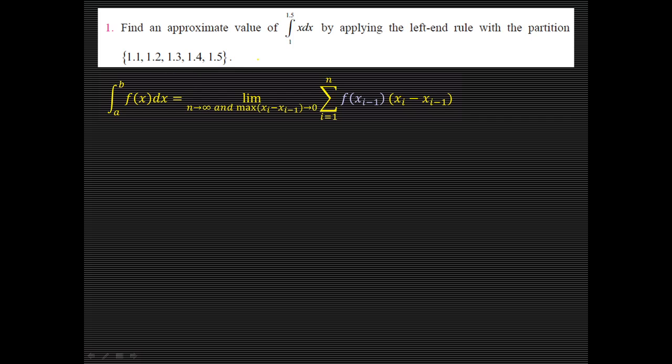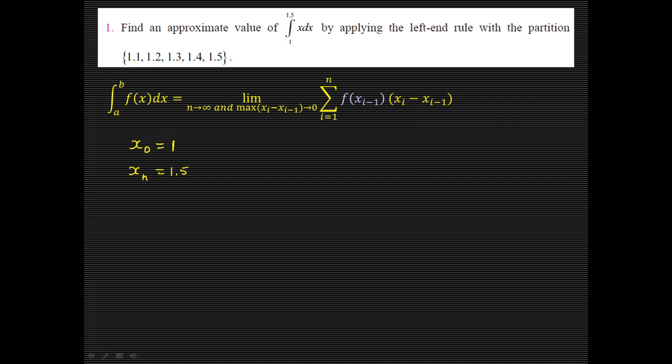Here the lower limit a is denoted by x naught. You have to look at the integration. What is the lower limit here? 1. So you just write the lower limit as x naught and the upper limit xn to be 1.5. We don't know the value of n. We need to find it out.